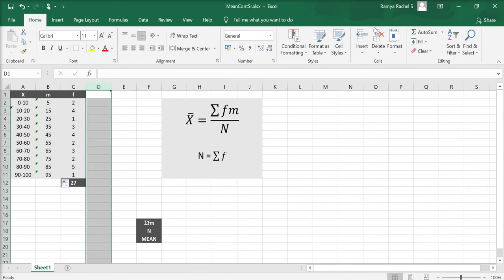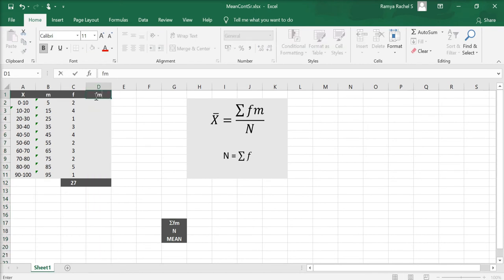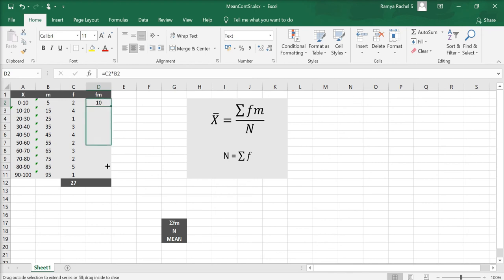Then we calculate fm by multiplying f and m. The formula for that is equal to f asterisk m. Press enter and drag the formula. Add all the fm values to find sigma fm.